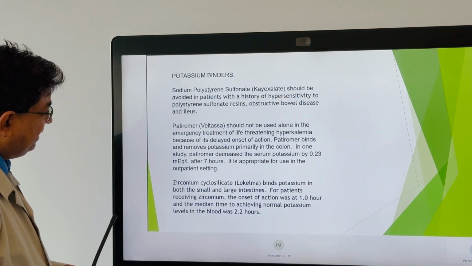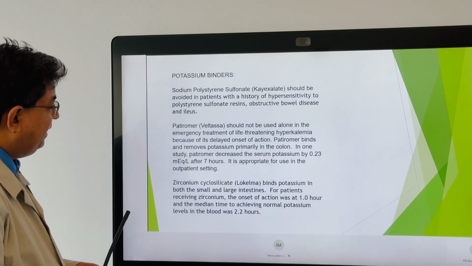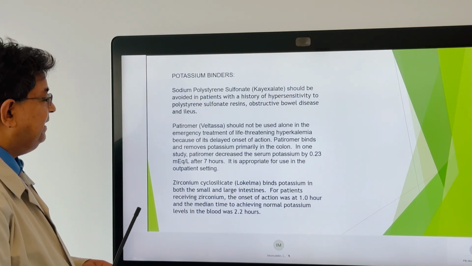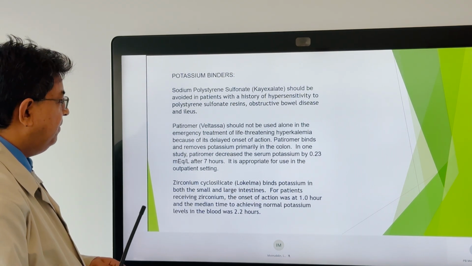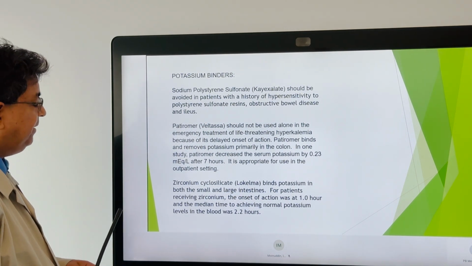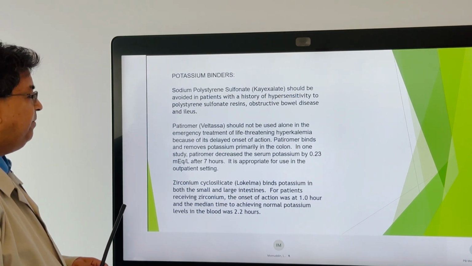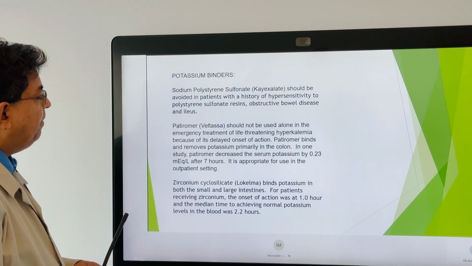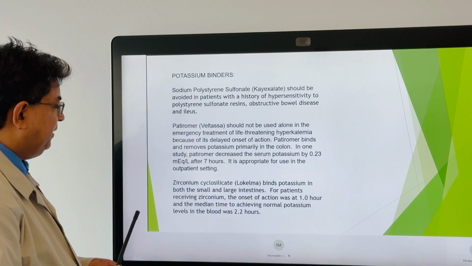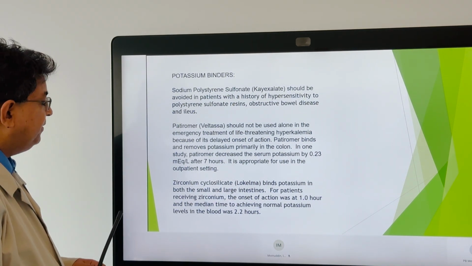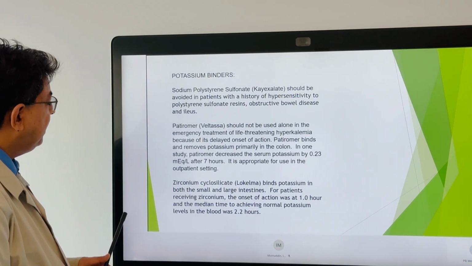Patiromer or Veltassa should not be used alone in the emergency treatment of life-threatening hyperkalemia because of its delayed onset of action. Patiromer binds and removes potassium primarily in the colon. In one study, patiromer decreased the serum potassium by 0.23 milliequivalents per liter after 7 hours. It's appropriate for use in the outpatient setting.